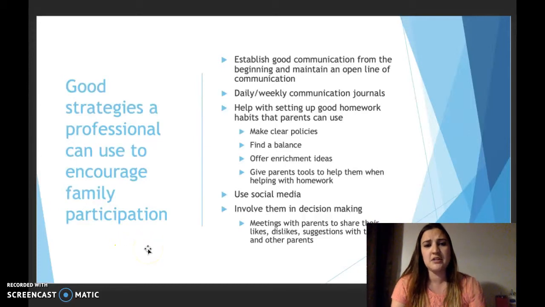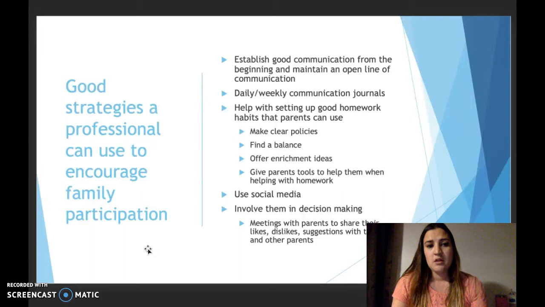Another good strategy that teachers can use is helping parents to set up good homework habits. Sometimes parents struggle and homework becomes a challenge because the children are confused or they're stressed about the homework, and the parents don't understand how to direct the child to understand what they need to understand to get the homework completed, because the way that parents learned isn't always necessarily the way that their children are learning.